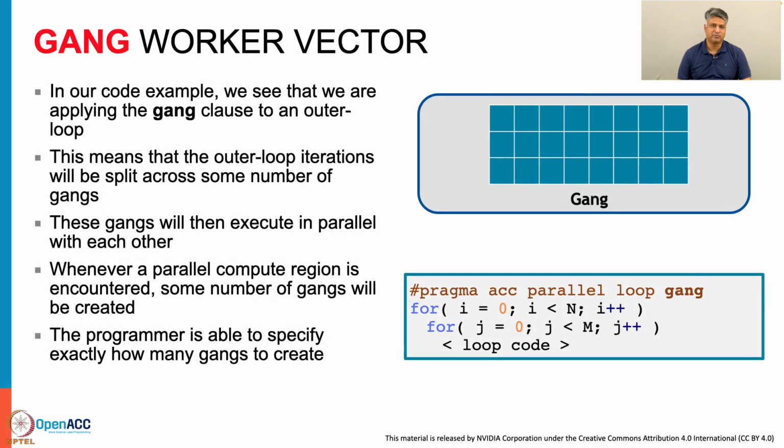In the code example, we will see that we are applying the gang clause to the outermost loop. This means that the outer loop iterations will be split across some number of gangs. These gangs then execute in parallel with each other. Whenever a parallel compute region is encountered, some number of gangs will be created. The programmer is able to specify exactly how many gangs to create.